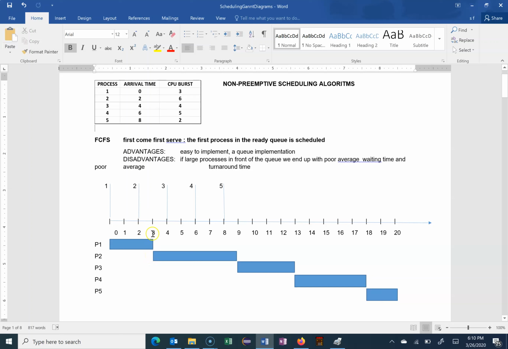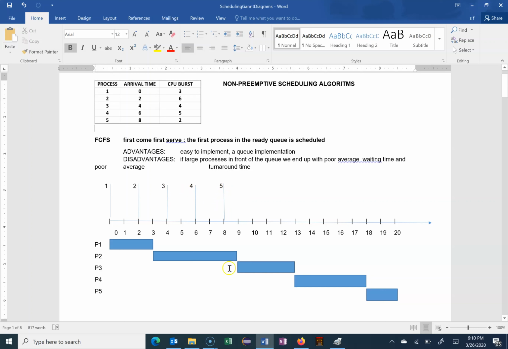At moment 3 in the ready queue, we have just process 2. Process 2 is going to be scheduled and is going to execute for 6 units from 3 to 9. At moment 9, we have in the ready queue three processes that are 3, 4, and 5.